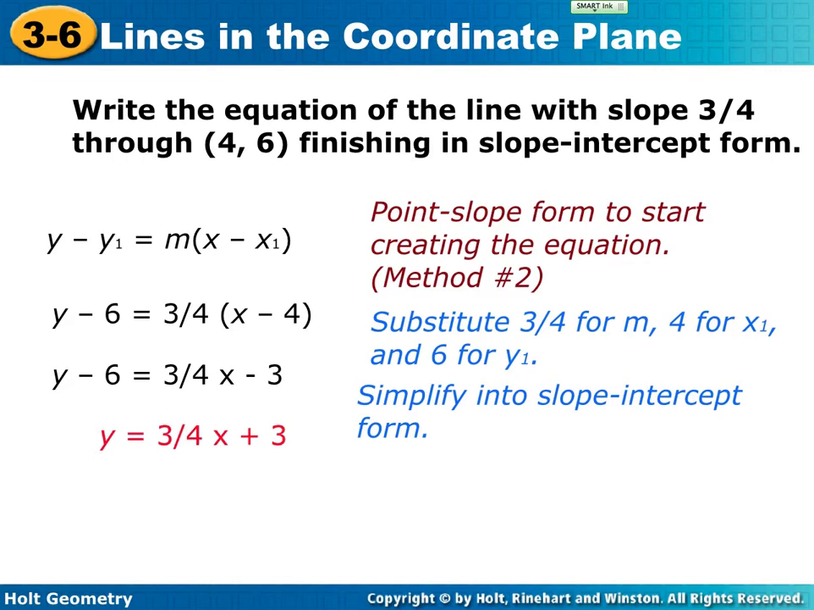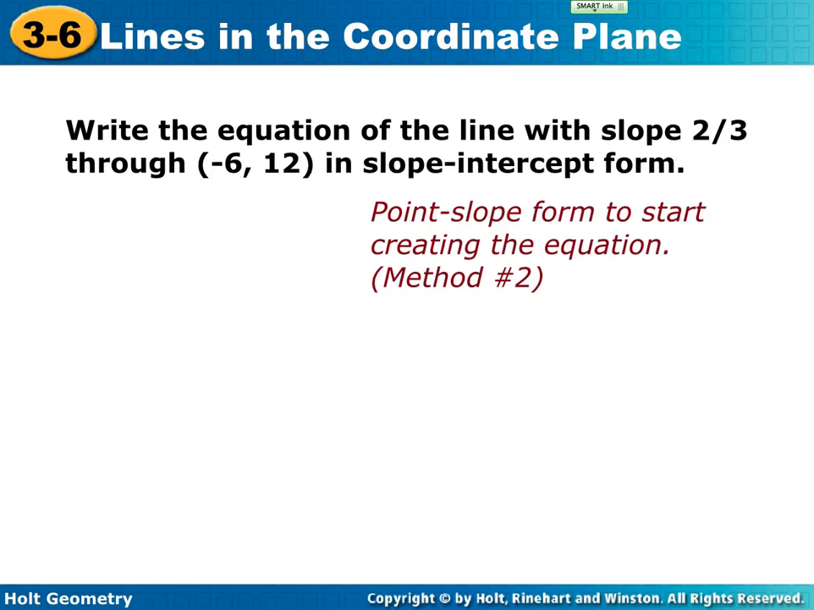Okay, so we ended up in slope-intercept form, but we started with point-slope form. Why did we start with that? Because that's the information we had. And this is a different method than what you learned in Algebra 1. I think it's a method that you can do easily, rather than substitute in, find the b, and then rewrite it. So that's what we're trying. Okay, let's try another one.